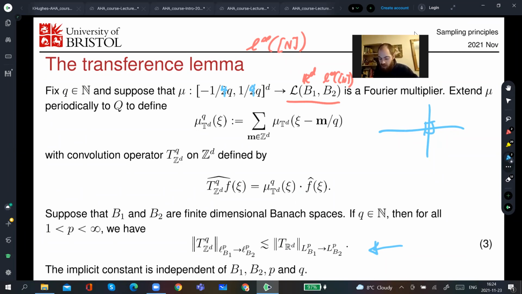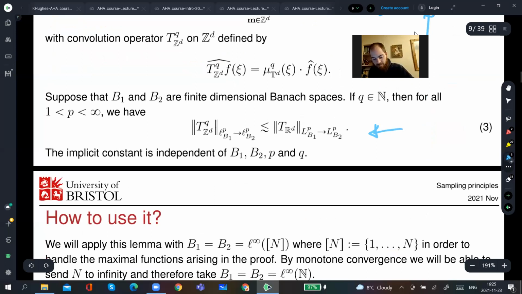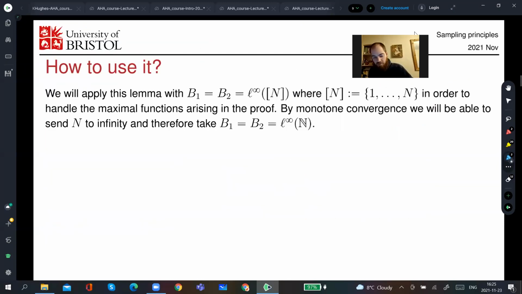Okay. The important thing is that they get a bound that doesn't depend on the dimension of the Banach spaces, which is why we can take little L infinity of [n] to be little L infinity of the natural numbers or the positive real numbers. By monotone convergence, you need to have that uniformity in the dimensions. And it also doesn't depend on the big exponent p or the modulus q. Great. So I recorded for a moment how we're going to use it.